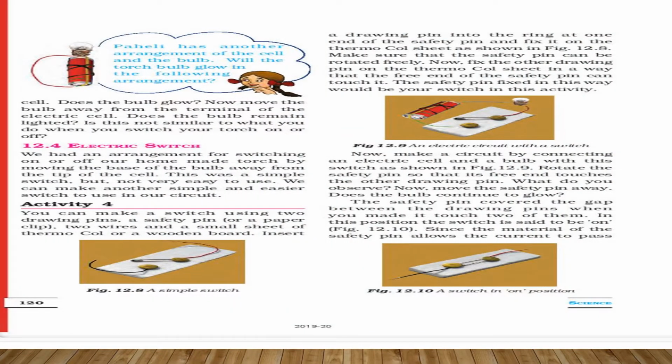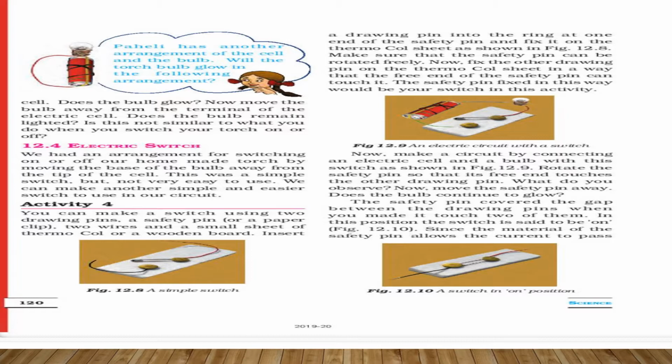This is page 120, children. I have taken this page so that you can exactly understand the mechanism of an electric switch. We are doing this activity to understand how the switch works. For this activity, we need 2 drawing pins, a safety pin, 2 wires, and a small sheet of thermocol or a wooden board. Now insert a drawing pin into the ring at the end of the safety pin and fix it on the thermocol sheet. Make sure the safety pin can be rotated freely.